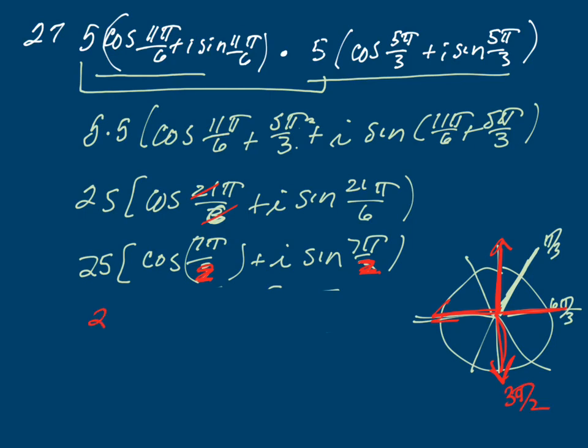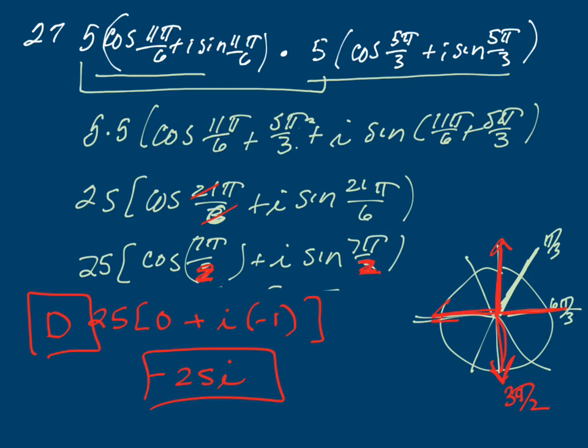All right, so now it's 25. Correctly, cosine of 7 pi over 2 would give you 0, and sine is negative 1. So you got negative 25i. So that is your answer, and that is D. Okay, I'll stop there.